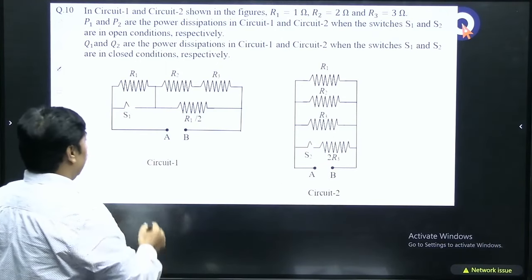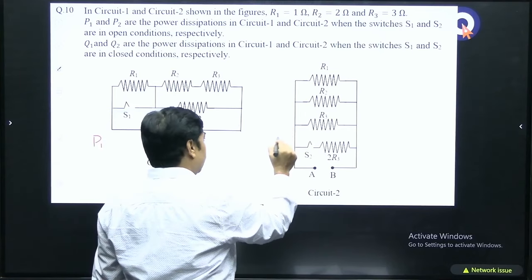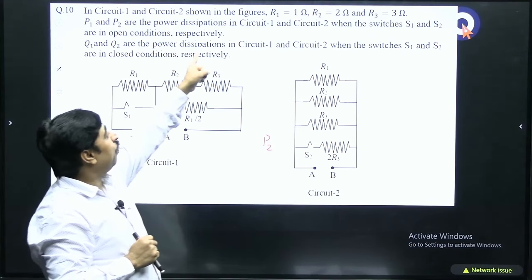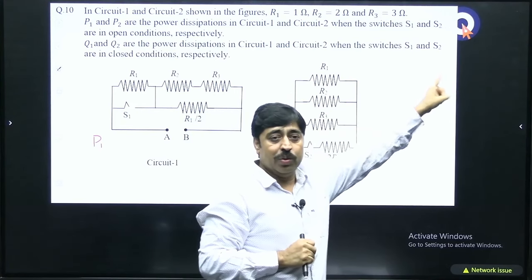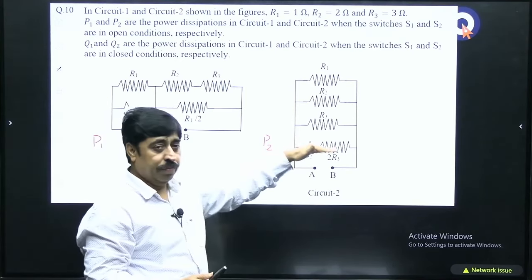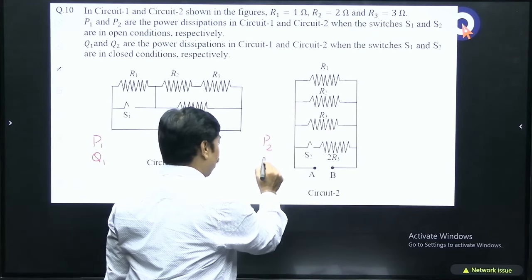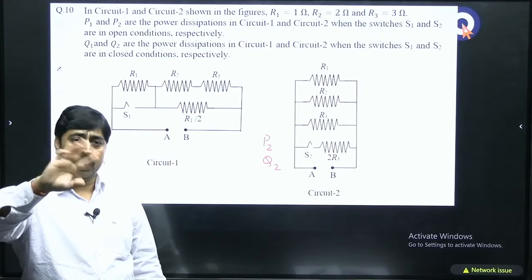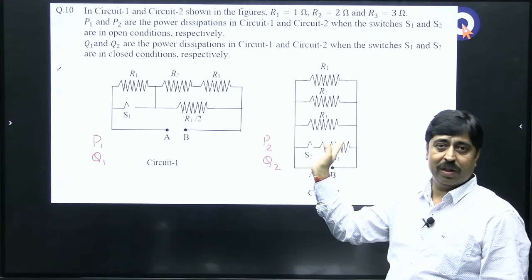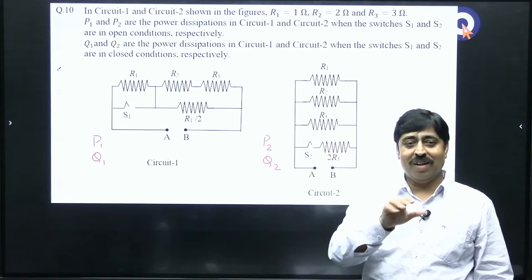And when they are open, the power that is being consumed in this circuit is denoted by P1 and the power that is being consumed in this circuit is denoted by P2. Now, the question says Q1 and Q2 are power dissipation in circuit 1 and 2 when switches S1 and S2 are closed. When these two switches are closed, then power dissipated in this circuit is denoted by Q1 and power dissipated in this circuit is denoted by symbol Q2. So, P1 and P2, Q1 and Q2, they are just symbols, isn't it? P1 is power dissipated in this circuit when switch S1 is open. P2 is power dissipated in this circuit when switch S2 is open. And similarly, Q1 and Q2 are power dissipated in the two circuits when switches are closed.